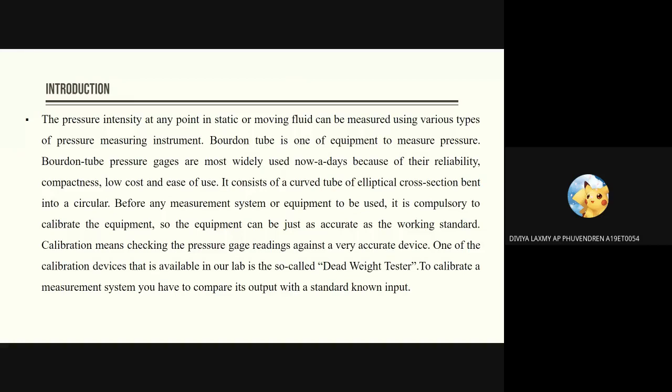Before any measurement system or equipment is used, it is compulsory to calibrate the equipment, so that the equipment can be just as accurate as the working standard. Calibration means checking the pressure gauge reading against a very accurate device. One of the calibration devices available in our lab is the so-called dead weight tester. To calibrate a measurement system, you have to compare its input with a standard known input, and compare its output with a standard known input.